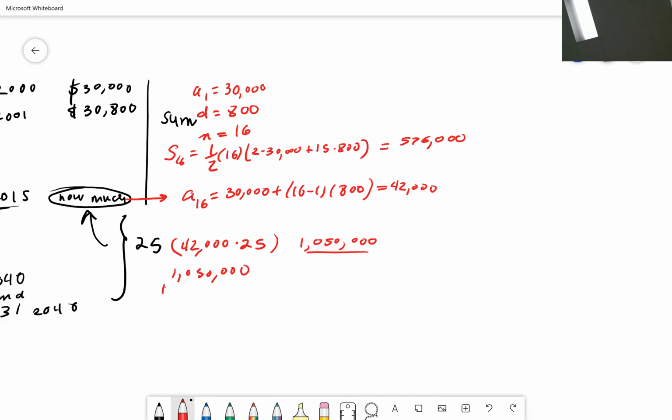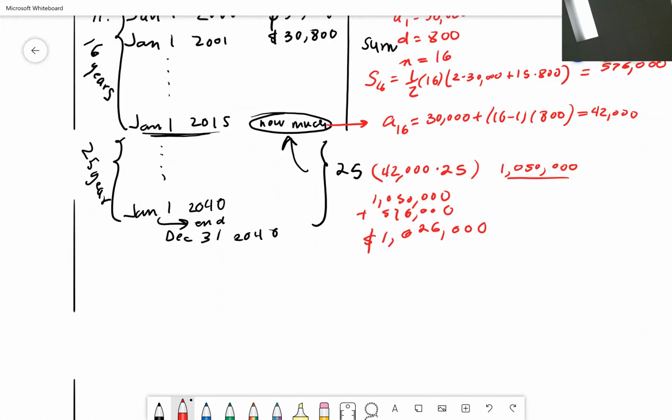So we take 1,050,000 and add $576,000. So 1,050,000 plus 576,000, and we get $1,626,000. And I think that's correct. Yeah, that's correct. So those were the more difficult questions from this section, in my opinion. So they're not difficult at all.